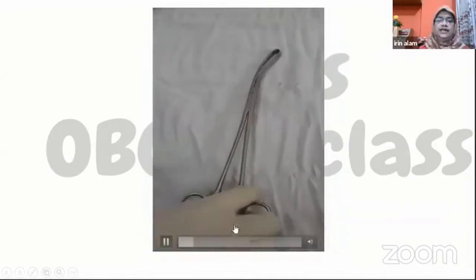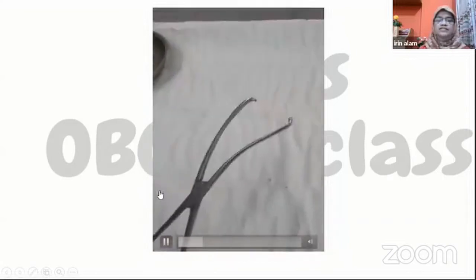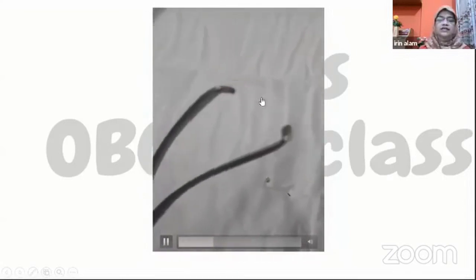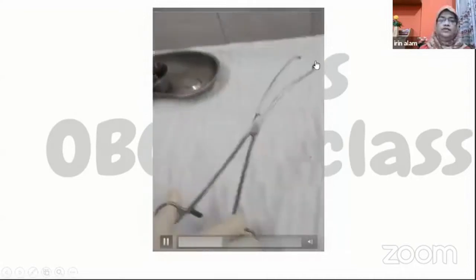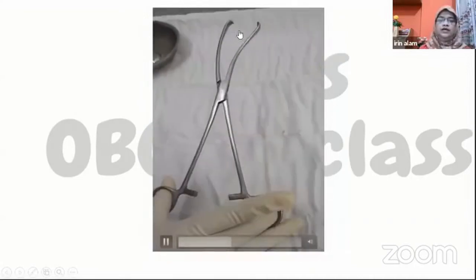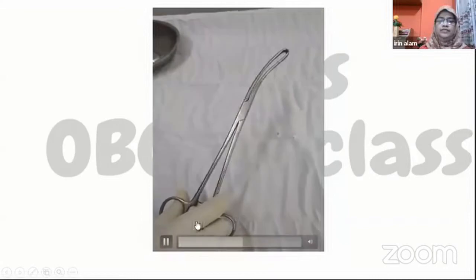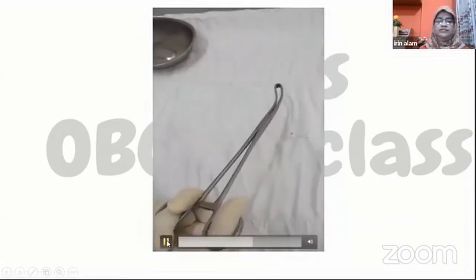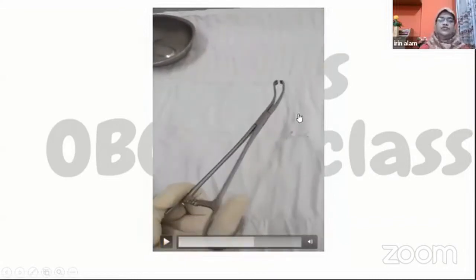Here, there is a catch at this end, and at this end, there are 2 to 3 teeth. With these teeth, the cervix can be held and caught. What is the use of this instrument? In gynae, it is used during DNC, during evacuation and curettage. During DNC, evacuation and curettage, we hold the anterior lip of the cervix with this instrument.